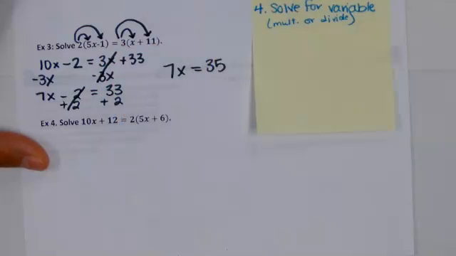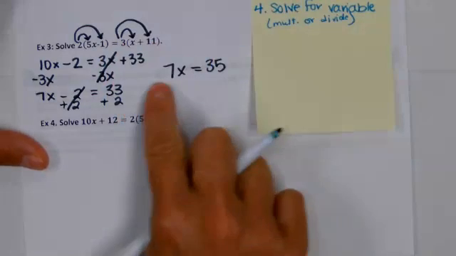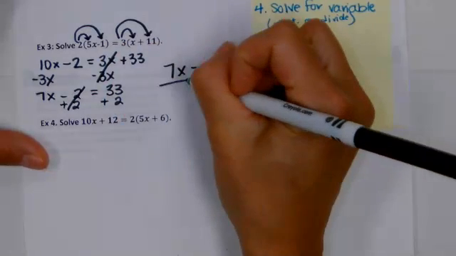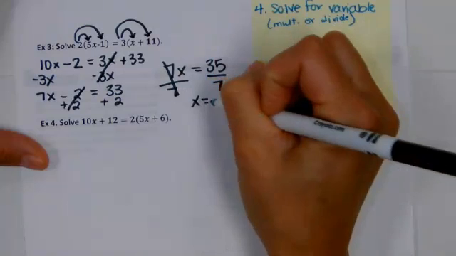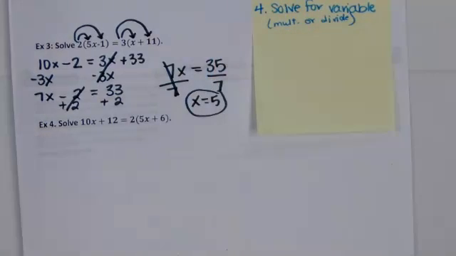And then you're to your final step again. We're going to undo this multiplication by dividing by 7 here, divide by 7 over here. X now equals 5, and that's our final answer.